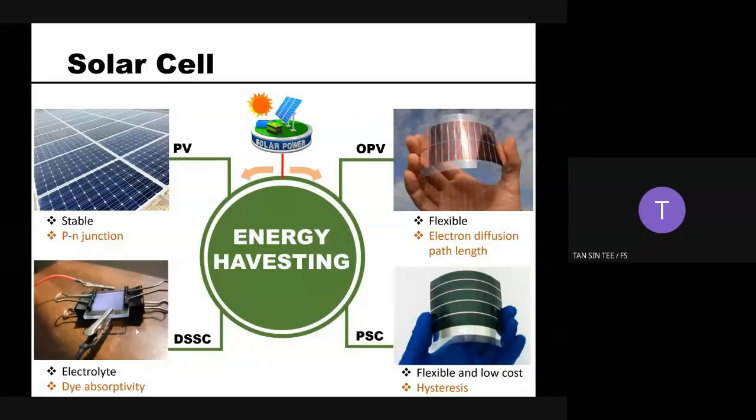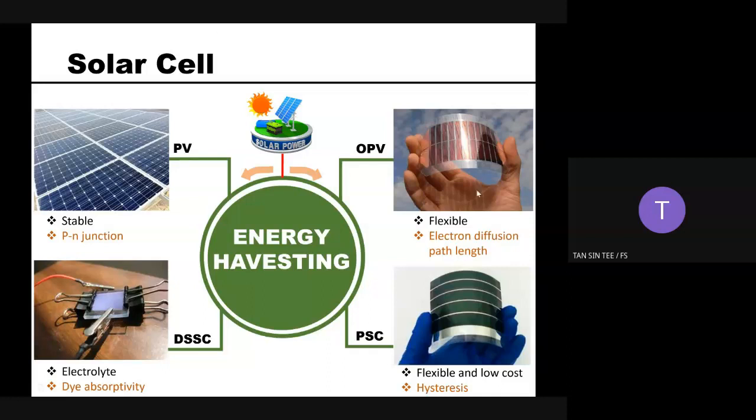If you are free, you can look up the Grätzel lab in Switzerland. You can see the building is made up of solar cells with different kinds of panels. You can just search for it online. The whole building generates electricity using their own DSSC from the building walls.